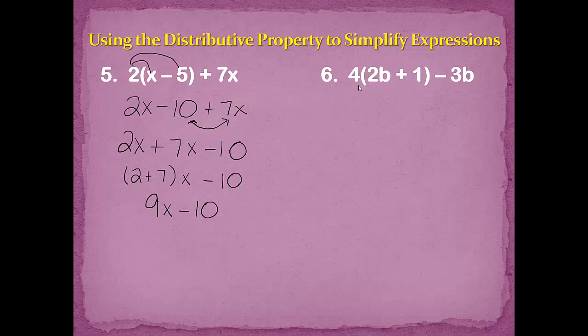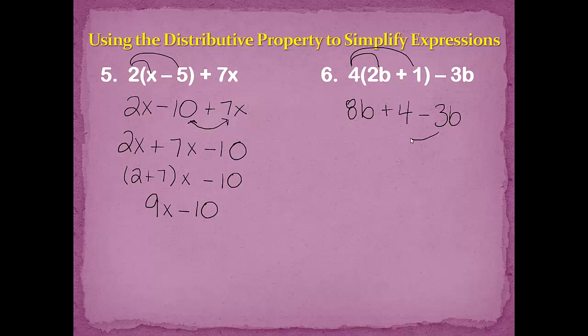Now for number 6, I have 4 times the quantity 2b plus 1 minus 3b. So I'll use my distributive property to multiply. So 4 times 2b would be 8b. And then I have plus 4 times 1, which is 4. Then I also have minus 3b.